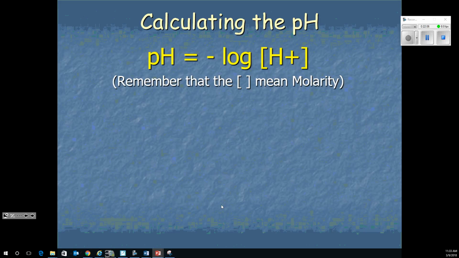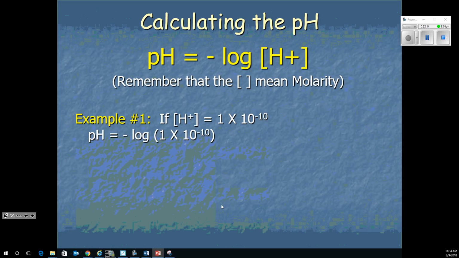When we use the pH equation, we've got minus the log of the hydrogen concentration. Remember, brackets mean molarity. These are not on your sheet right now. We're just going to do a couple in practice, and then we'll go into the ones that you've got there. On your calculators, really quick, just go minus the log of 10 to the minus 10. We don't have to put the 1 there. Just practice it.